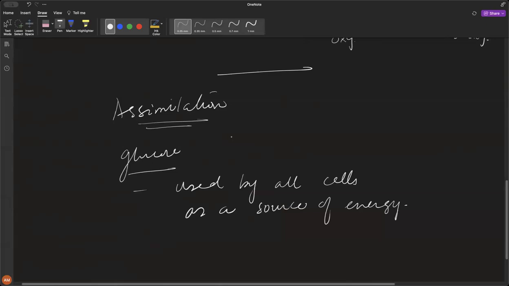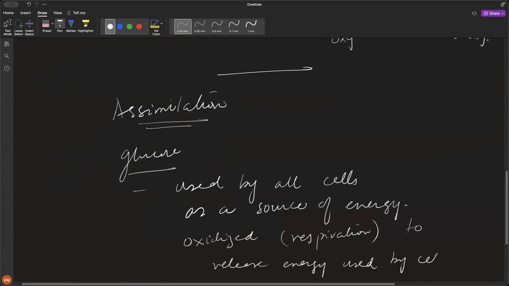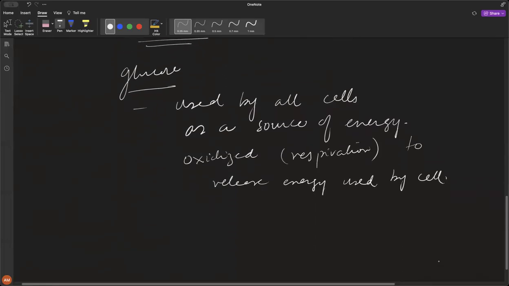All right. Okay. So basically, glucose is oxidized. Oxidized means it undergoes a reaction with oxygen, which is called respiration, right? This is the process of respiration to release energy used by the cell for its activities. Then excess of glucose.